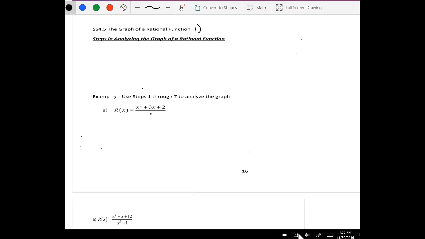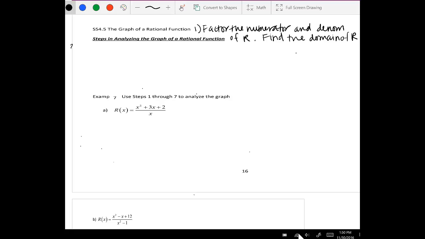Step one, factor the numerator and denominator of R. And remember, R is your rational function. Once you're done factoring, find the domain of R. Okay, so factor it and find the domain.